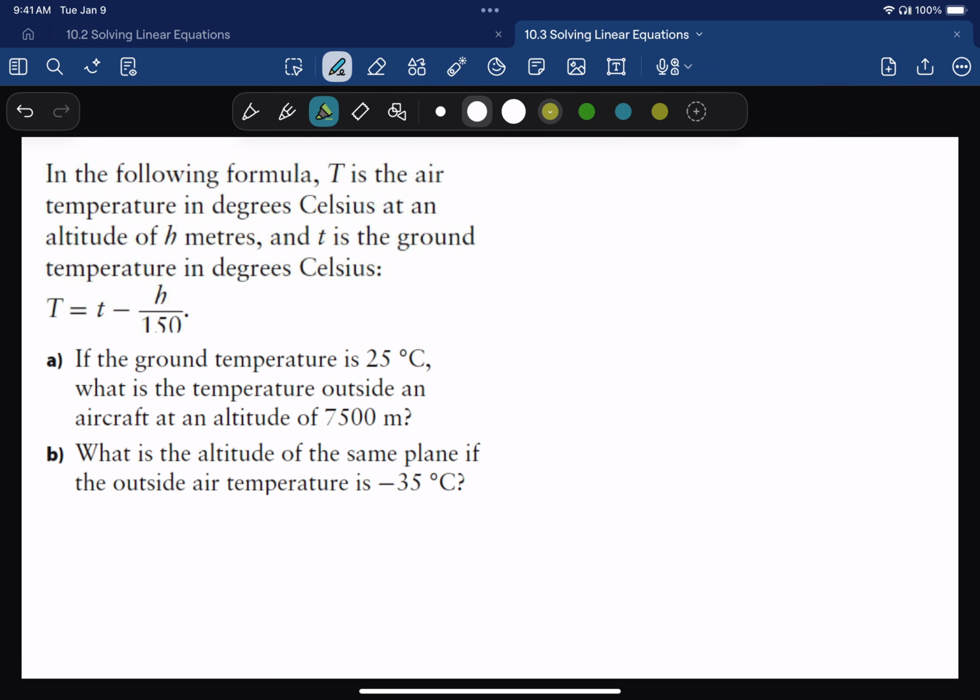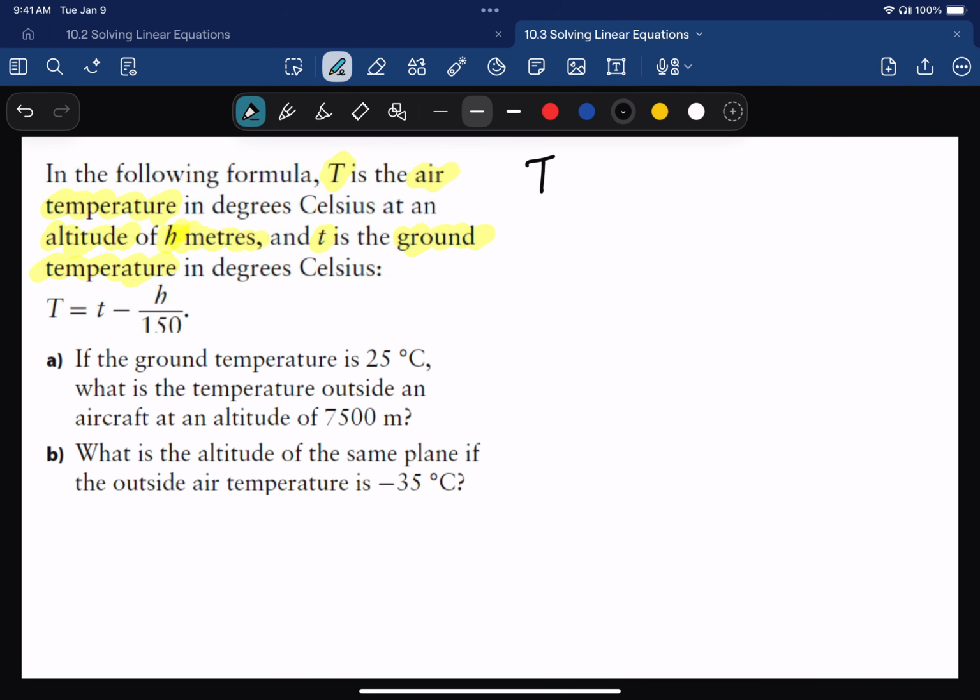So here's our formula. Big T equals little t minus h over 150. So now we have a couple questions. There's our information. Let's highlight some of the important stuff. T is the air temperature at an altitude of h meters. So h is the altitude, and little t is the ground temperature. So we can remember that: big T, air temperature; h, altitude.